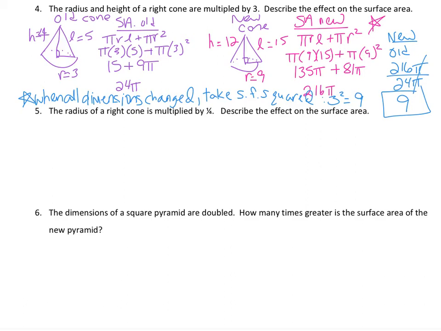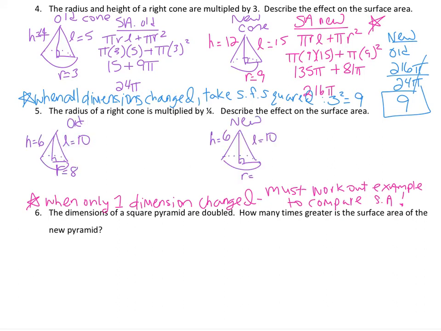In number 5, if we just change one of the dimensions, we cannot follow that same rule. So you'd have to actually go through and make your new question, compare it, and then that'll tell you the way that your surface area is going to be affected. So you can skip this one if you want to, otherwise I'm going to show you how to set that one up.